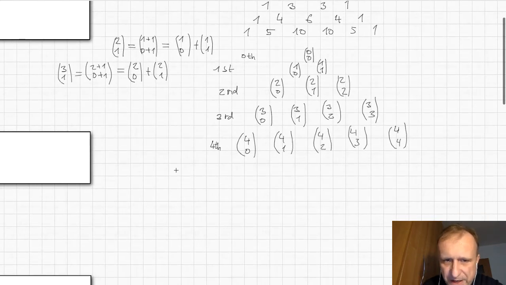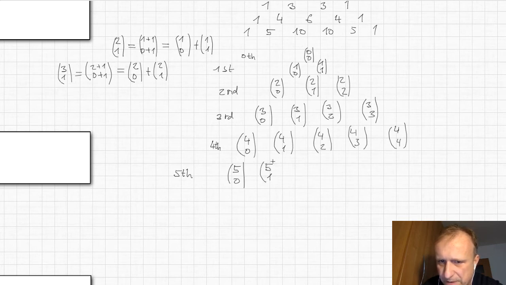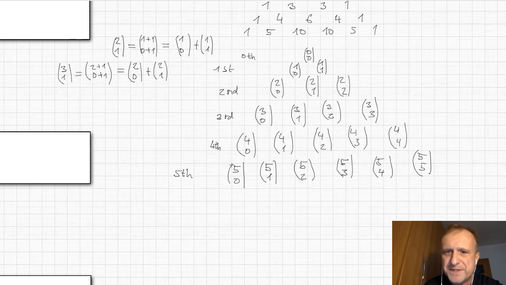Now the fifth line starts with 5 choose 0. Then in between those is 5 choose 1. Then we have 5 choose 2. We have 5 choose 3. We have 5 choose 4. And 5 choose 5. Okay, so this is the connection.